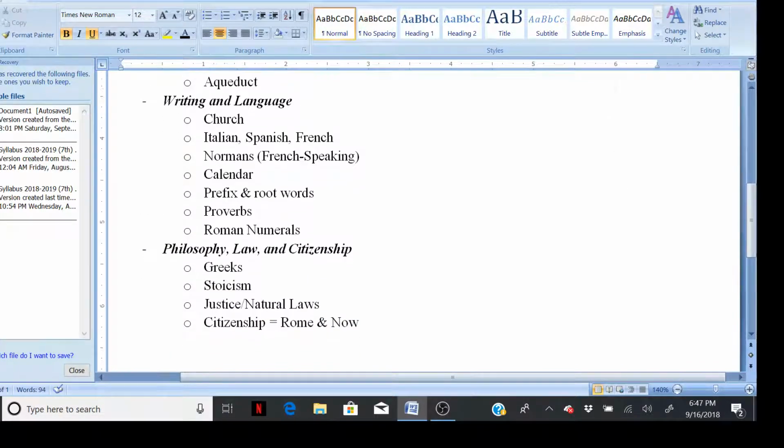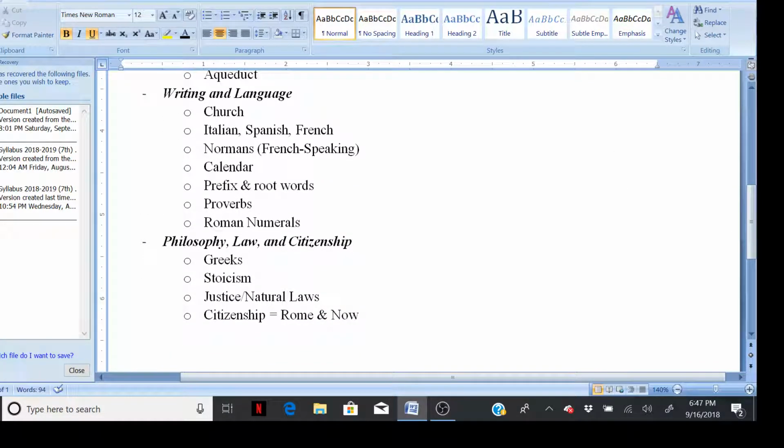The influence of the Romans in writing and language is through the use of Latin, which was the Roman language. You see this primarily, especially in the early church, as most of the church scribes would use Latin to write down important documents and scrolls. We also see three primary languages that all came from Latin, and that is Italian, Spanish, and French.